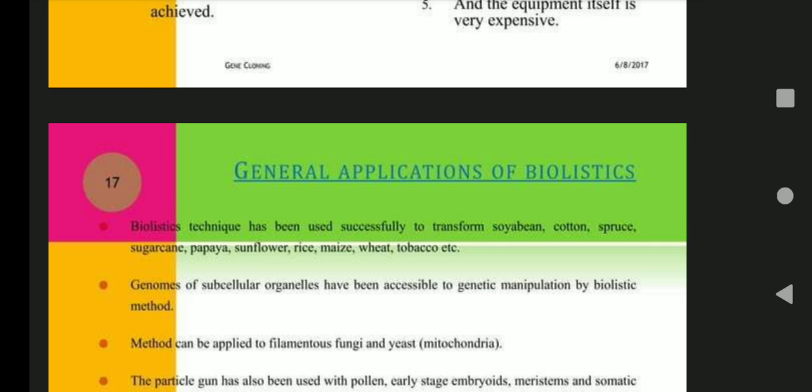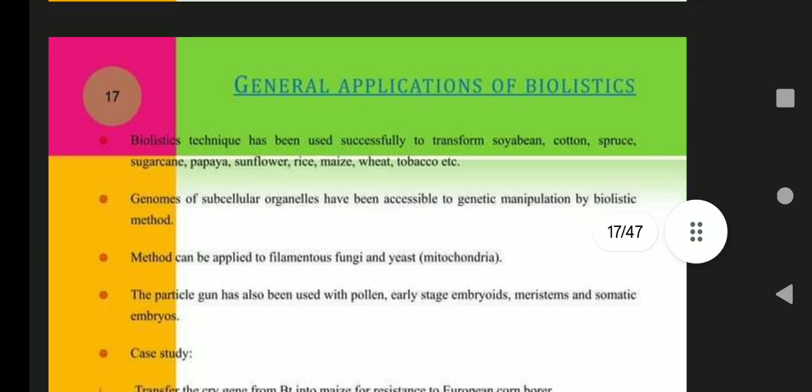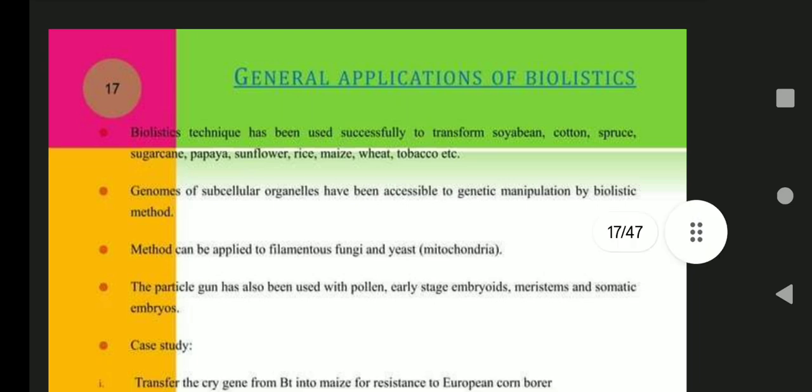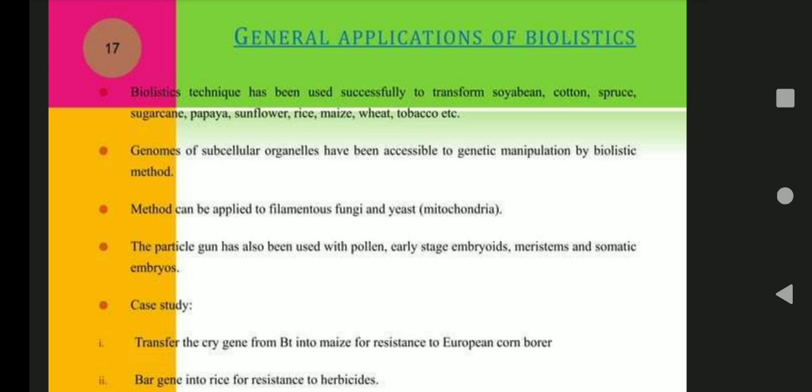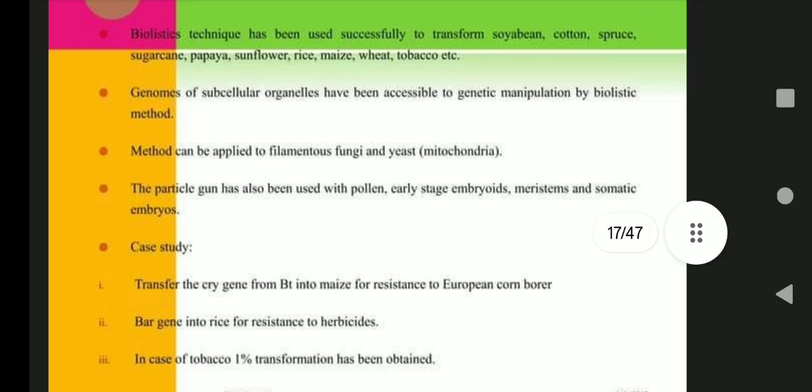General applications of this biolistic method: normally it is successful in transfer of genes into soybean, cotton, spruce, sugarcane, papaya, sunflower, rice, maize, wheat, tobacco, etc. The genomes of subcellular organelles can be accessed by this genetic manipulation. This method is also applicable to filamentous fungi and yeast mitochondria. The particle gene gun is used with pollen, early stage embryoids, meristem and somatic embryos.